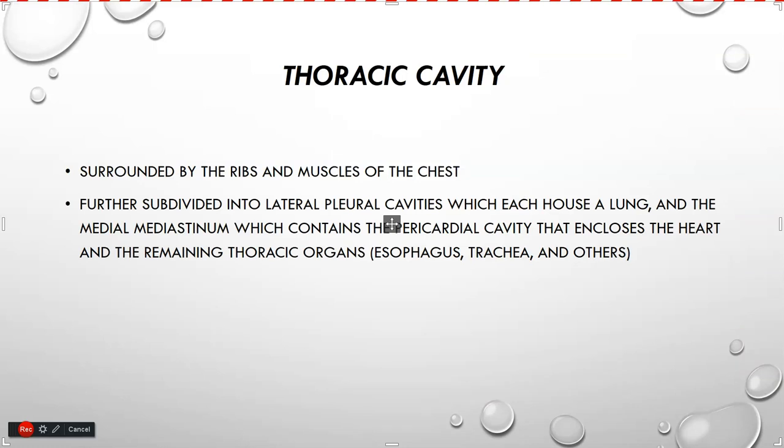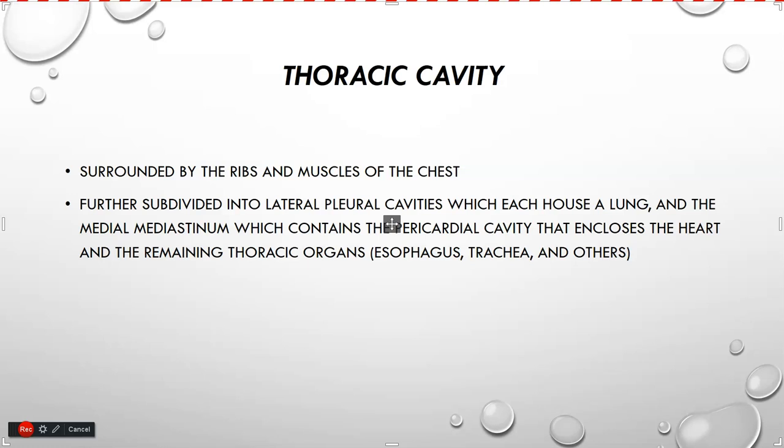So let's continue with the ventral cavities, because the dorsal was pretty straightforward. Let's take this first subdivision of the thoracic cavity. The thoracic cavity is basically where we find the ribs and the muscles of the chest. The thoracic cavity is further divided into smaller parts that contain very specific organs.